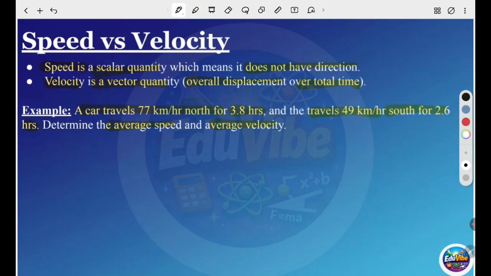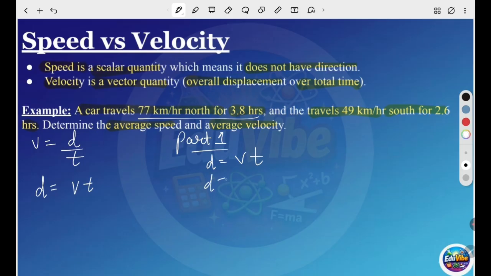We know that v is equal to d upon t, so for the distance we do velocity times t, which is speed times t. For part 1, d is equal to v times t. So v is 77 kilometers per hour, time is 3.8 hours, and we get 290 kilometers, and this is north.